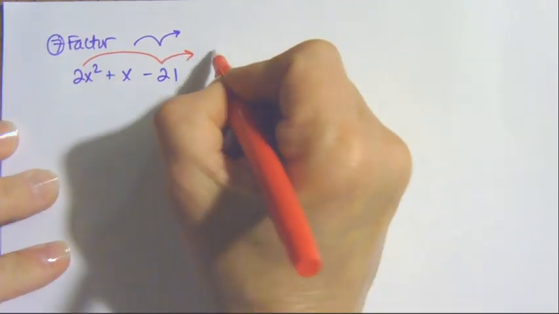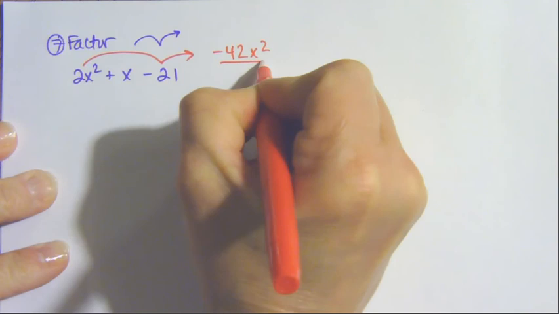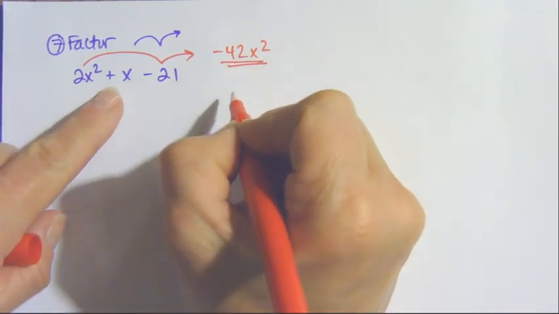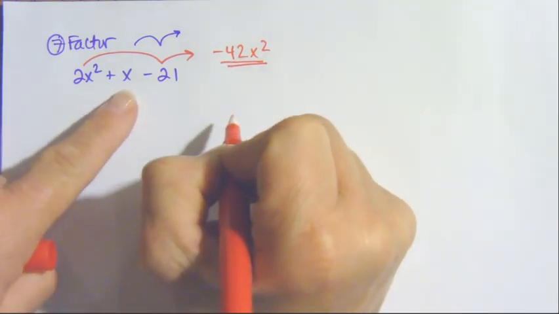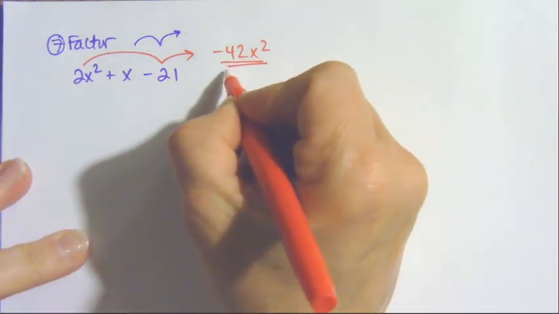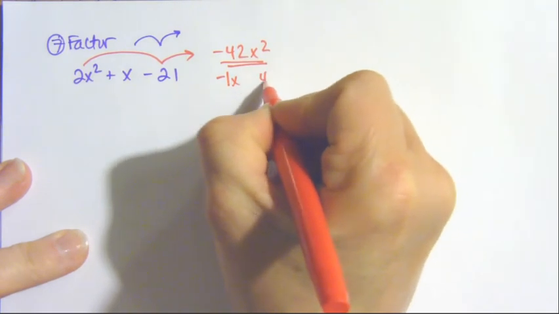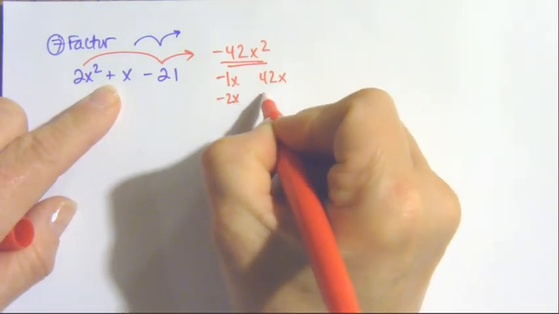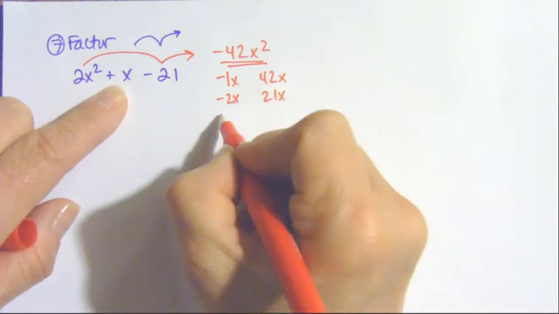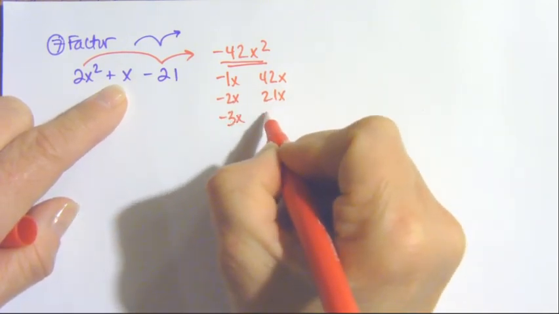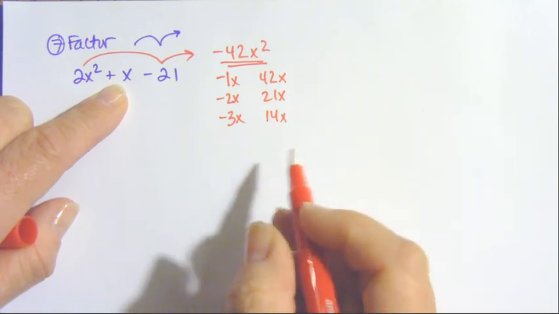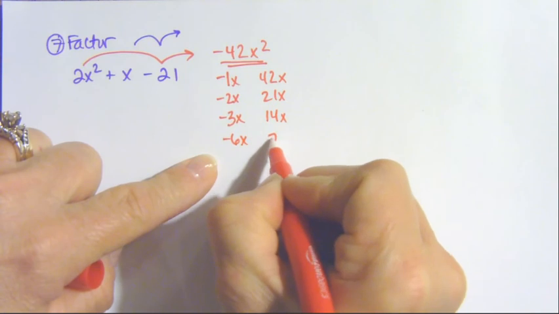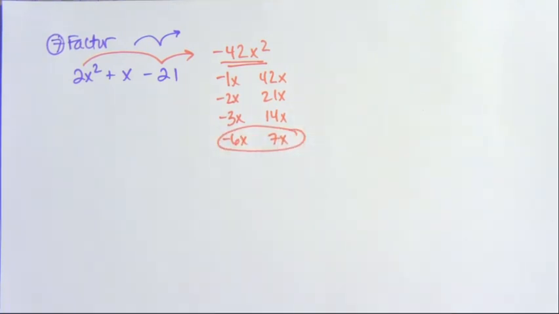2 times negative 21 is negative 42x squared. I need to make a list of all the factors. I need the signs to be different because this is negative and the bigger one has to be positive. So I've got a negative 1 and 42. That does not add up to that. So I've got negative 2 and 21. Nope. Negative 3 and 14. Nope. I can't divide by 4 or 5, but I can divide by 6. There's my numbers I'm going to use.